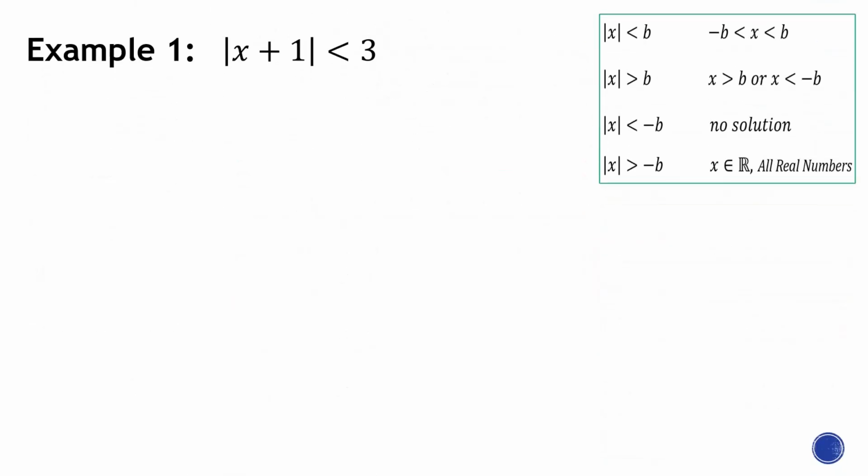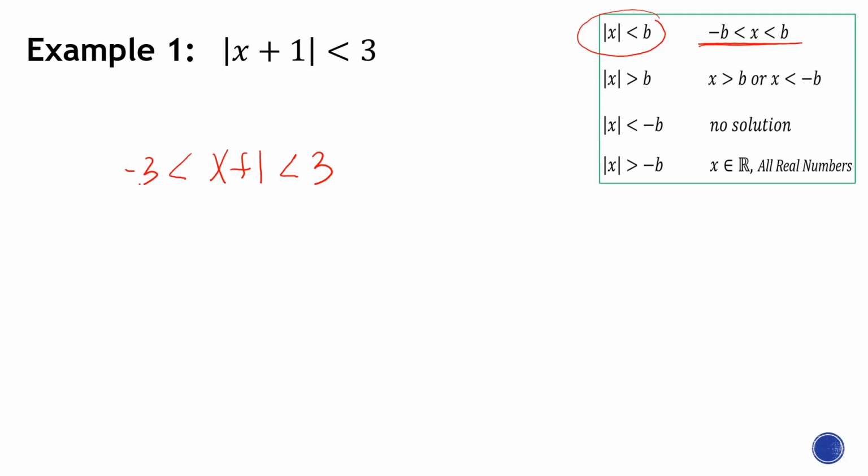Okay, let's answer this first problem. Look at the properties here on the right side. I think that one looks like this one, so therefore the solution is this. Drop the absolute value bars, and do this. x plus 1 is less than 3 on the right, and then -3 is less than x plus 1 on the left.